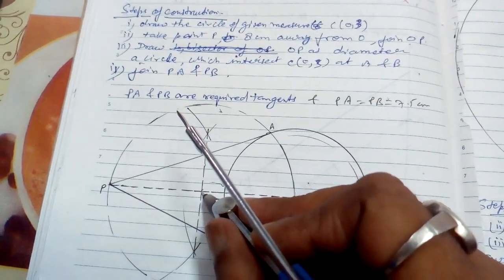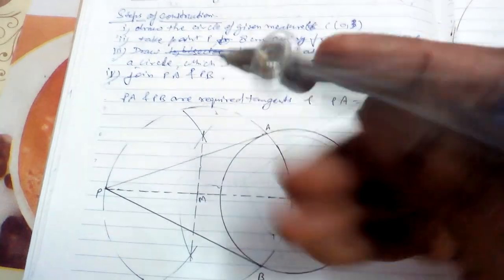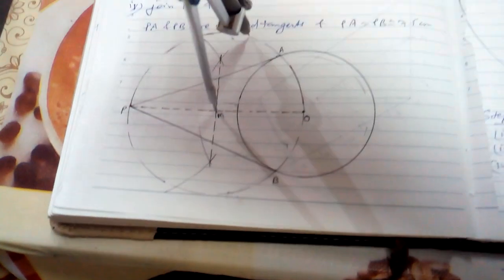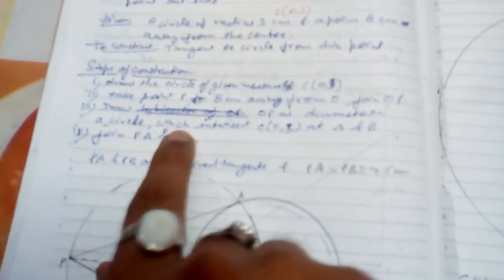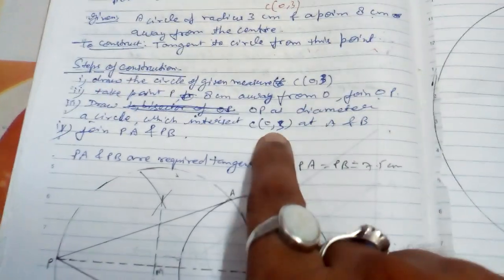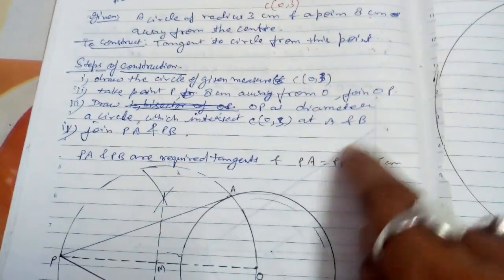With M as the center and MP as the radius, we will draw a dotted circle. It is a new circle which intersects the previous circle. It is written: draw OP as a diameter, a circle which intersects C(O, 3) at A and B.